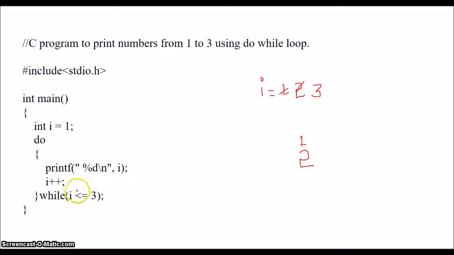Again check for the condition 3 less than or equal to 3. Yes, the condition is true. 3 is equal to 3. So hence execute the statements within do while body once again. Here again print the value of I. The value of I is now 3. 3 is printed and I is incremented. So that becomes 4.